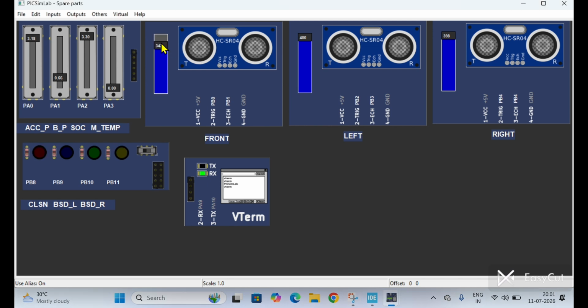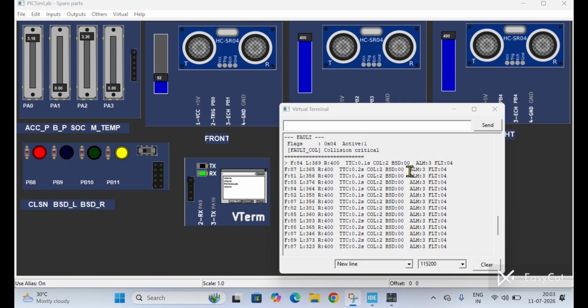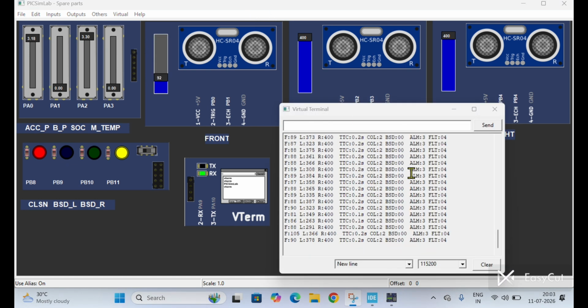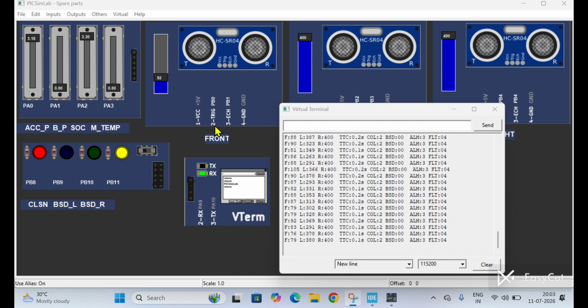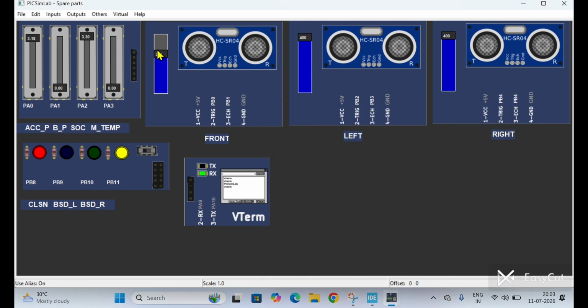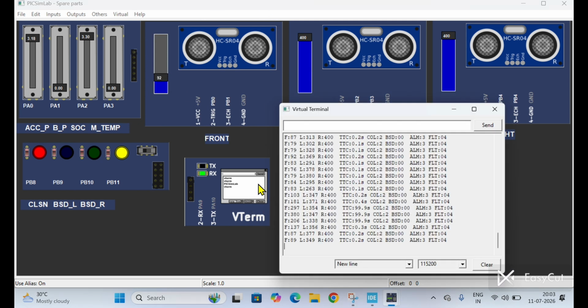As I am sliding this, making a collision warning, you can see that data is shown here. I can see my data. Everything is displayed here.